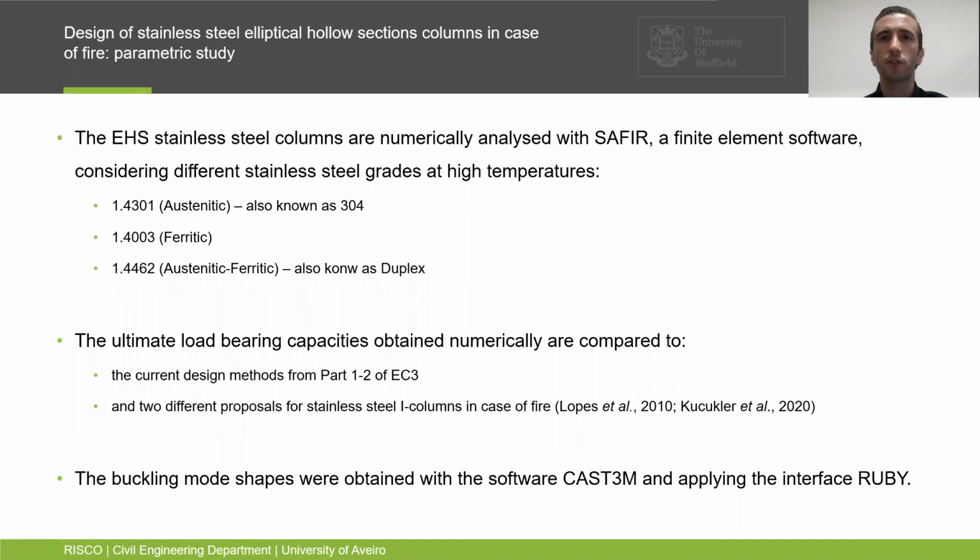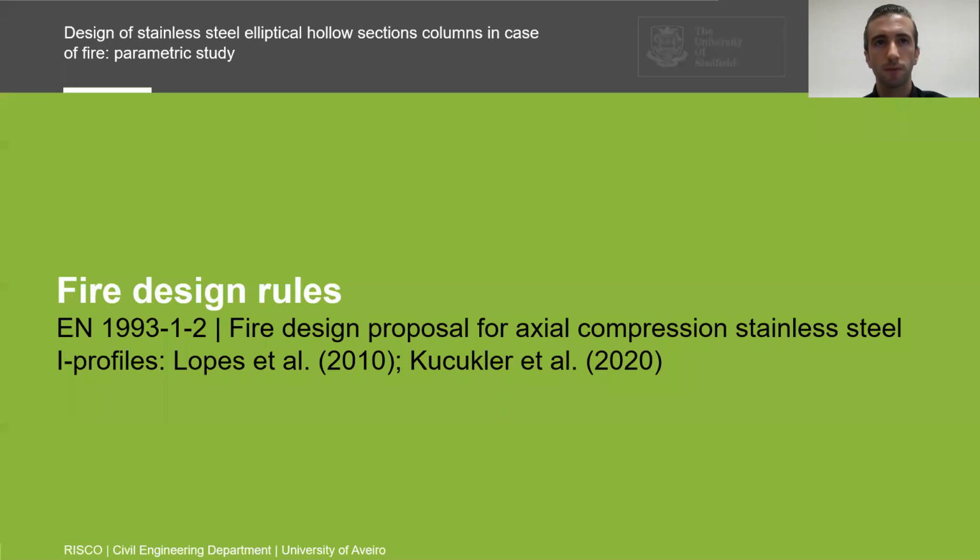With the Safir finite element software, elliptical hollow section stainless steel columns are numerically analyzed for one austenitic stainless steel grade known as 304, one ferritic, and one duplex, and obtained ultimate load-bearing capacities compared to the Eurocode 3 design methodologies and the different proposals for high section columns in case of fire. The buckling mode shapes were obtained with the software Cast3M and applying the interface Ruby to define the initial geometric imperfections.